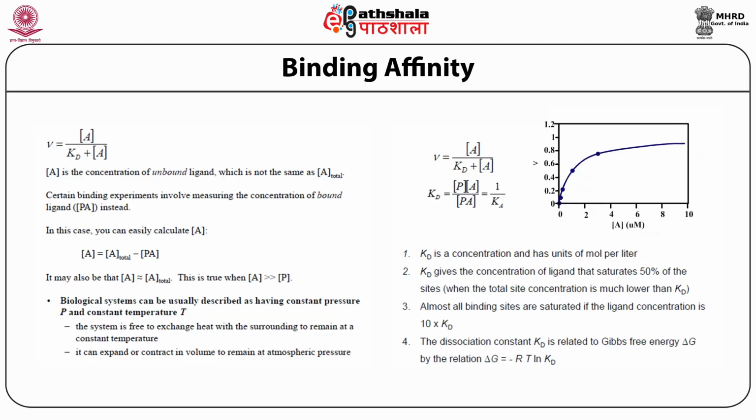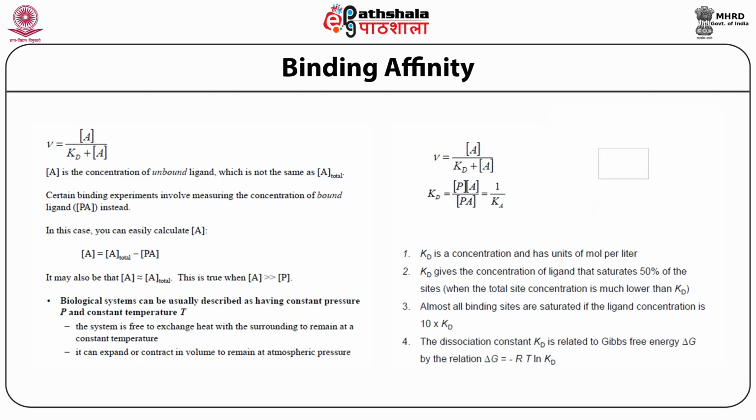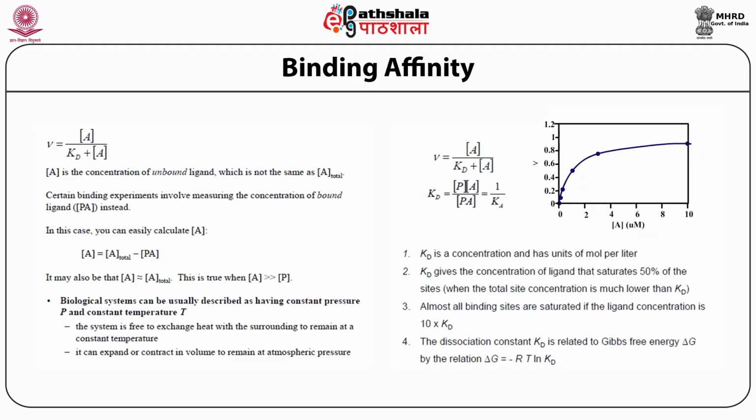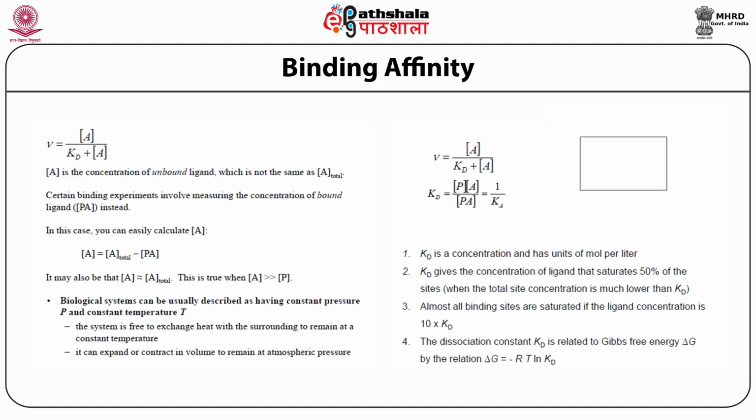A biological system can be easily described as having constant pressure P and constant temperature T. The system is free to exchange heat with the surroundings to remain at a constant temperature. It can expand or contract in volume to remain at atmospheric pressure. So V equals A divided by Kd plus A, or Kd equals P into A divided by PA, which equals 1 by Ka. So the Kd is a concentration and has units of moles per liter.